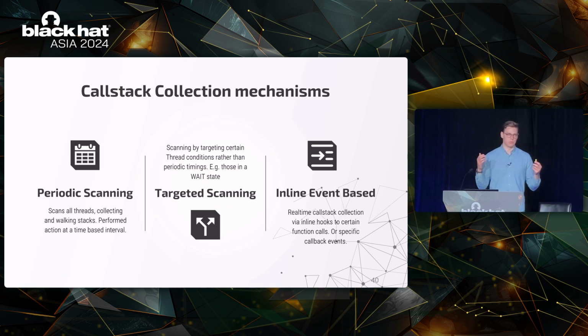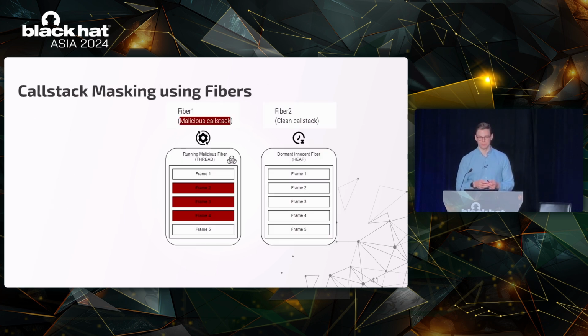So you'd have a pre-existing hook or kernel callback that records callstacks when a certain event on the operating system is triggered. So how does it actually work? Well, we have Fiber 1 with our malicious callstack. We have Fiber 2 with our clean, innocent callstack.